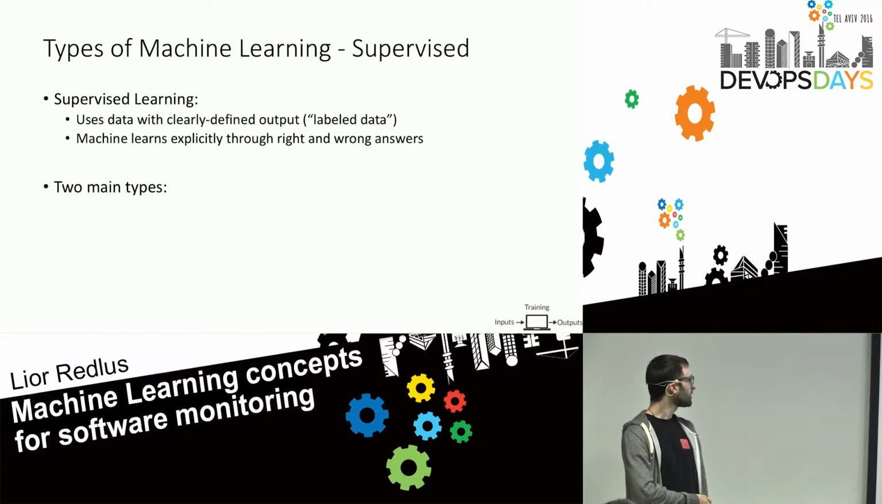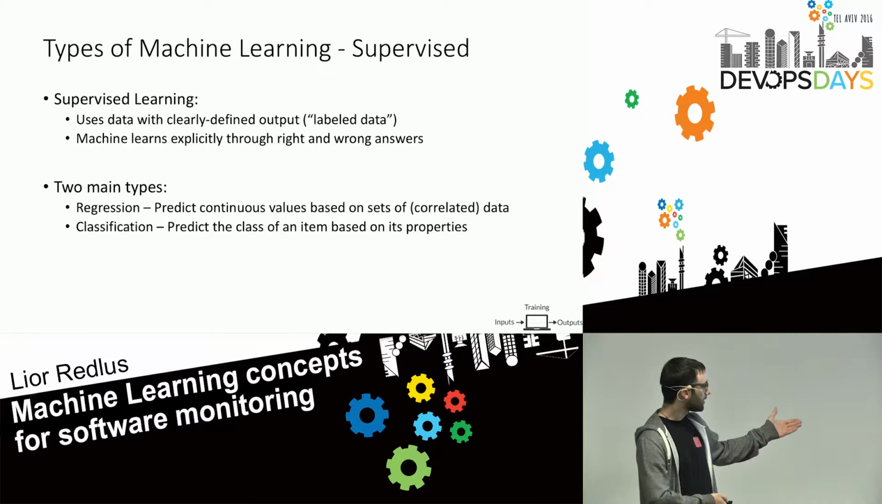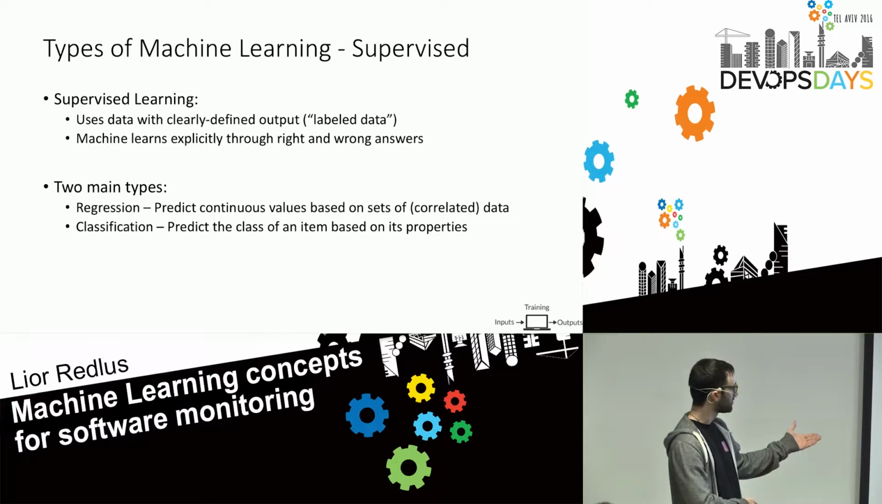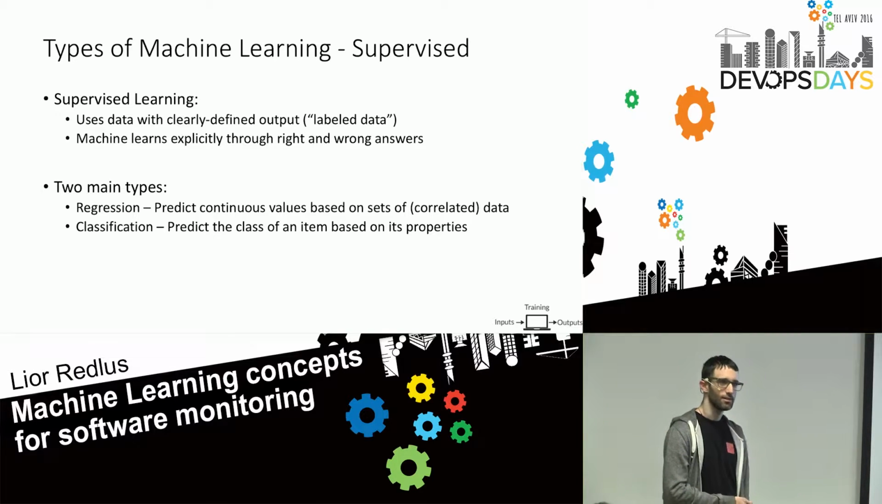The two main types are regression and classification. They both try to predict the outcome of a specific data point, with regression using continuous values and classification using classes of discrete values.